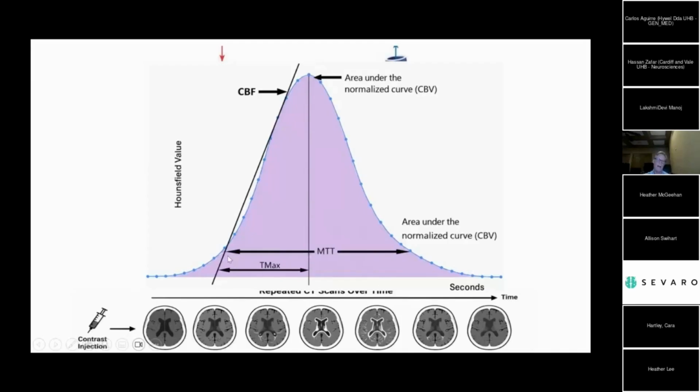The mean transit time, how long it takes for the blood to cross the brain, is displayed here. See this line? It's across the base of the bell-shaped curve. The time to max is here. It's the time from no contrast to maximum contrast. The CBF, how quickly the blood flows into the brain, is displayed by this black line right here. And see how in this case, which we're going to consider normal, it's nearly vertical.